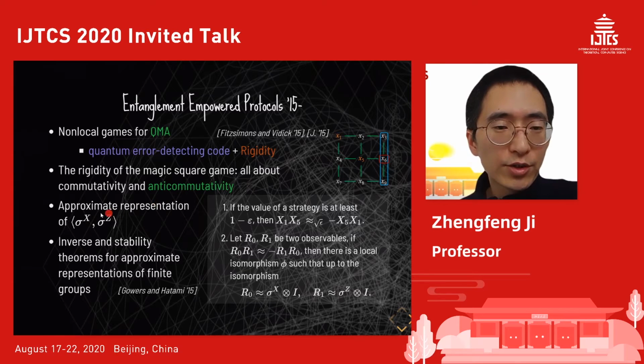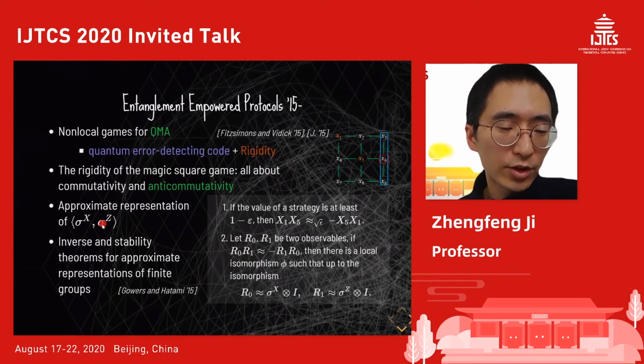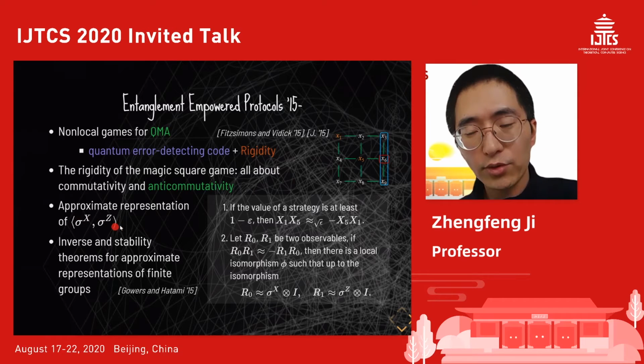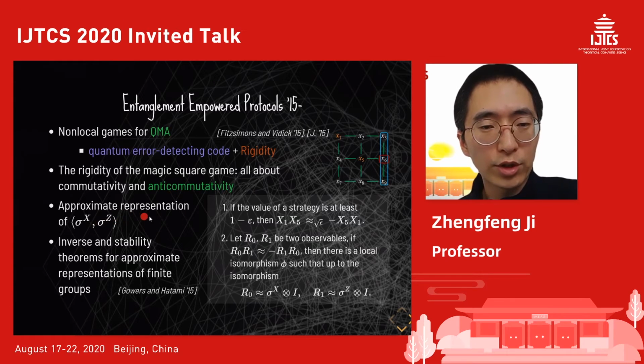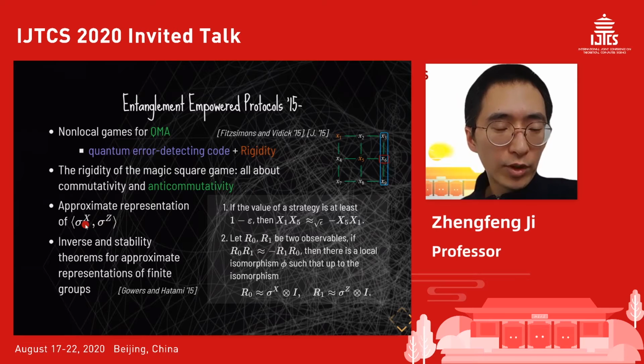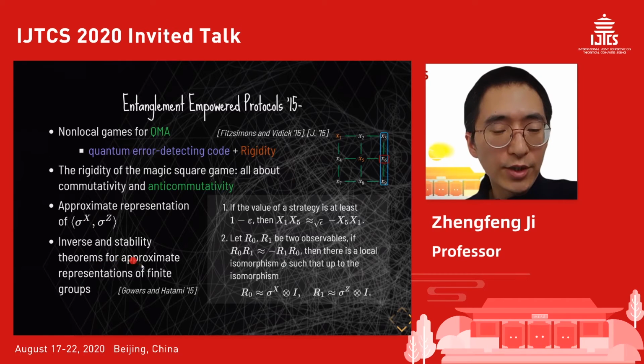And from the anti-commutativity, you would know that these are actually X and Z measurements. In some sense, this is a result of approximate representation of the group generated by sigma X and sigma Z, these two generators. The statement says that if you have an approximate representation of this group, you can round it to an exact representation. And this result was generalized to all finite groups by Gowers and Hatami.